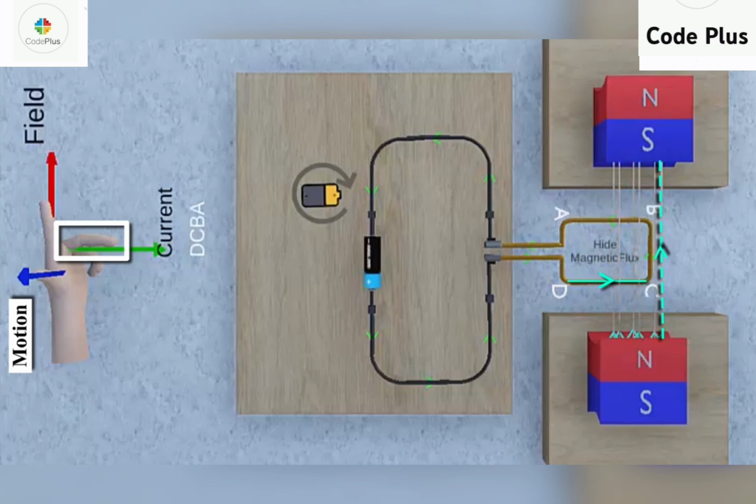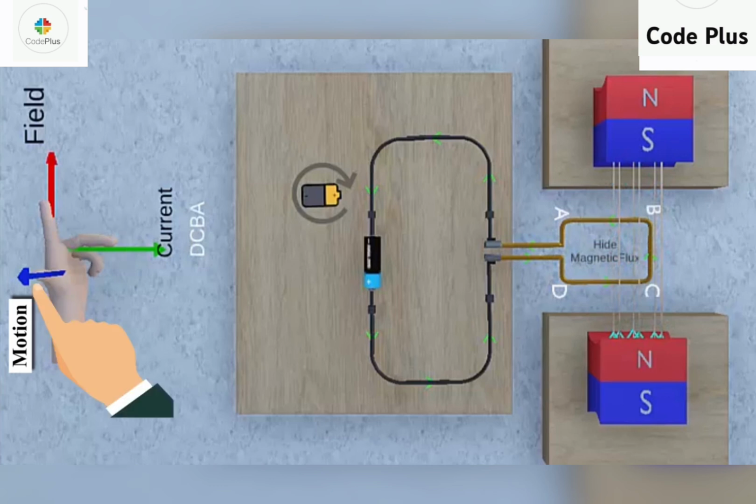Now stretch out the thumb such that it is perpendicular to both the index finger, that is the magnetic field, as well as to the middle finger, that is current. We will find that this gives us the direction of force acting on the arm CD. Thus, we can say that according to Fleming's left hand rule, the force acting on arm CD is in upward direction. Now if you observe carefully, there is one small problem here.